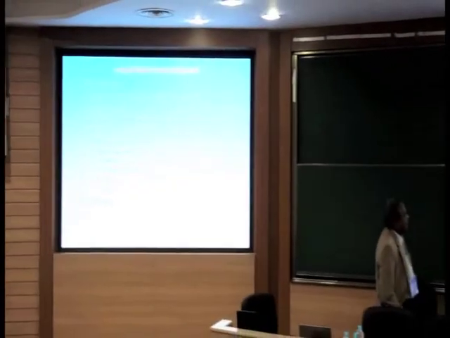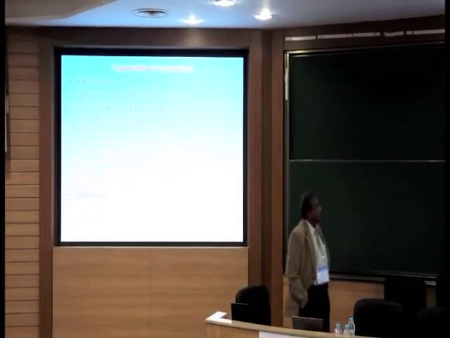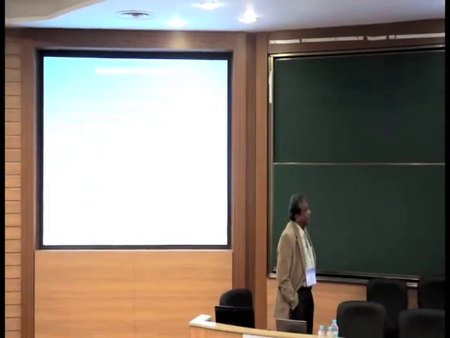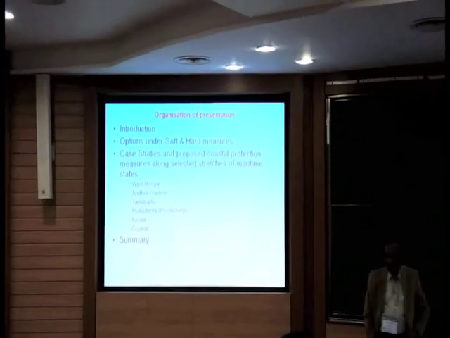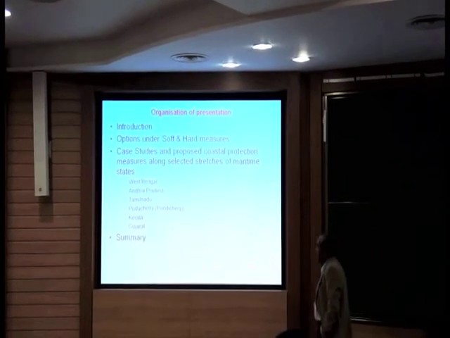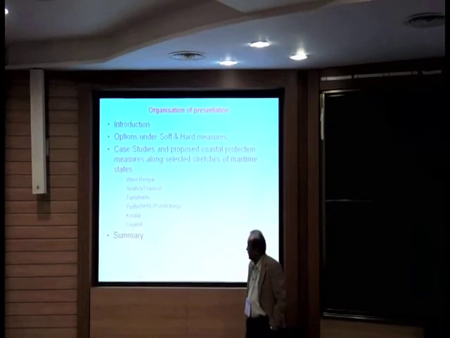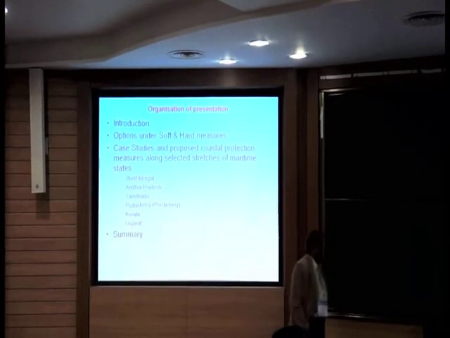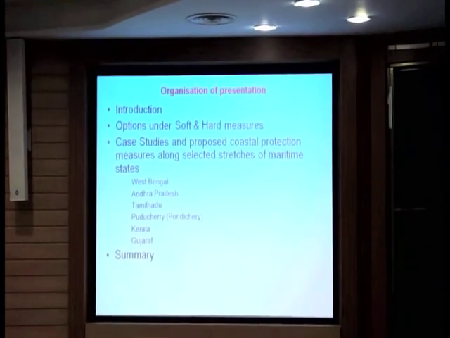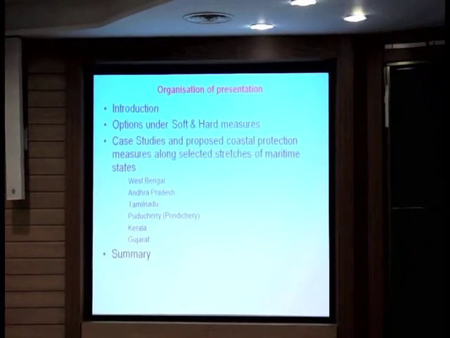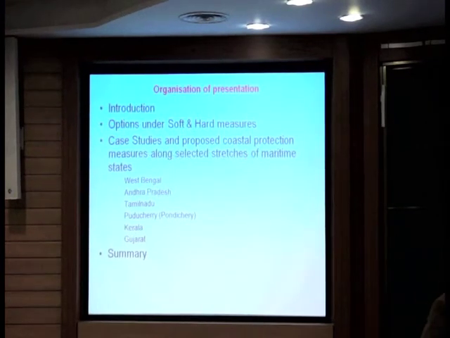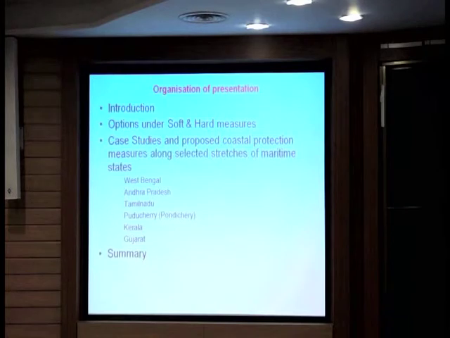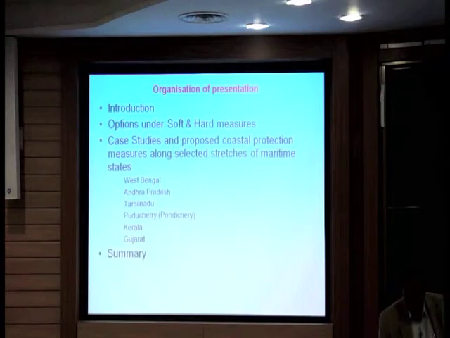So I would like to organize my presentation as shown here: options of soft and hard measures, and case studies proposed. I have removed some of the states here because of shortage of time. So I will just focus on West Bengal, Andhra Pradesh, Tamil Nadu, Puducherry, Kerala, Gujarat. Gujarat I think I am not going to cover. The reason why I have chosen these states is not because I have an affinity towards these states, but each of the case studies is slightly different from the other, so that we have a different flavor for each of the problems and the solutions.